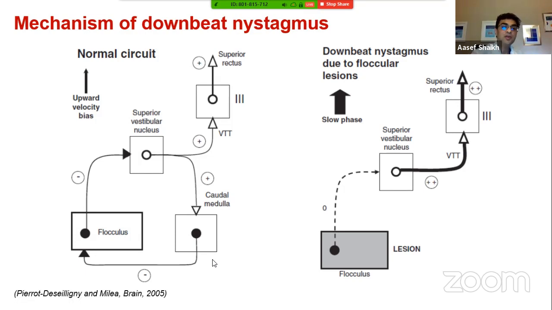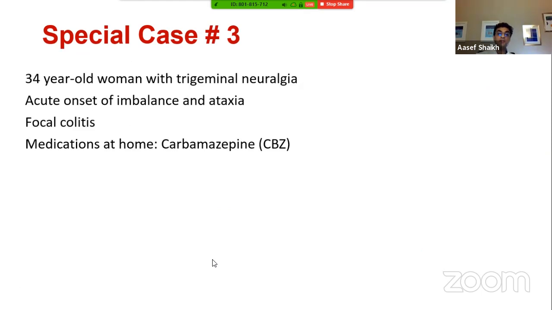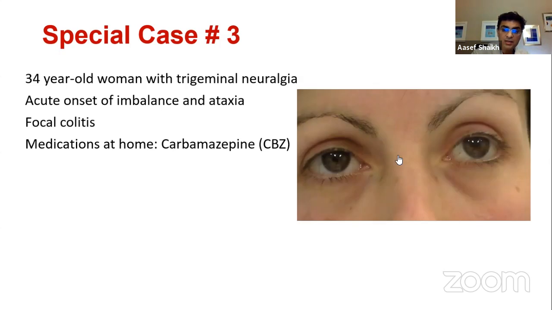Now coming down to a very interesting case, a 34-year-old woman who had trigeminal neuralgia, and she came in with real acute onset of imbalance, ataxia, and our GI colleagues found out that she had focal colitis. We found out in her home medications that she was taking carbamazepine. Her MRI was normal, and when I look at her eyes.